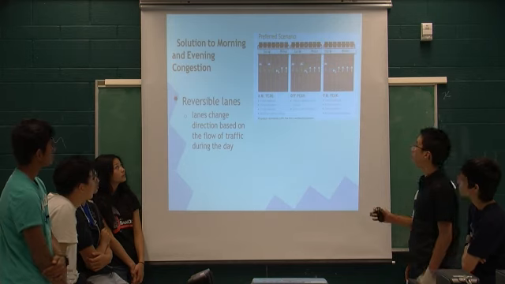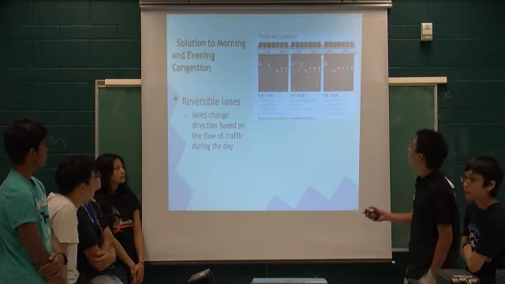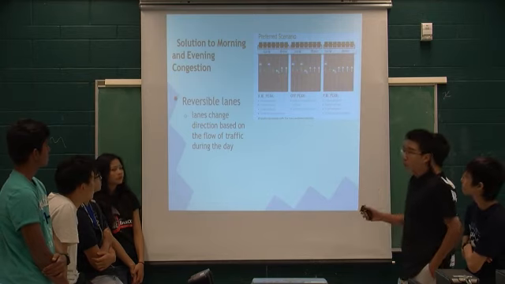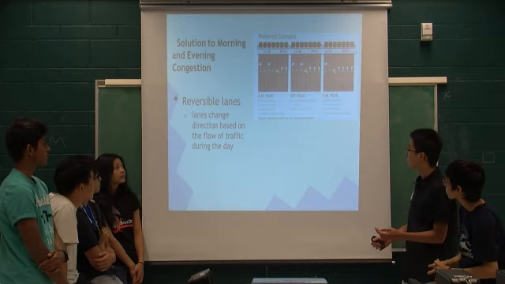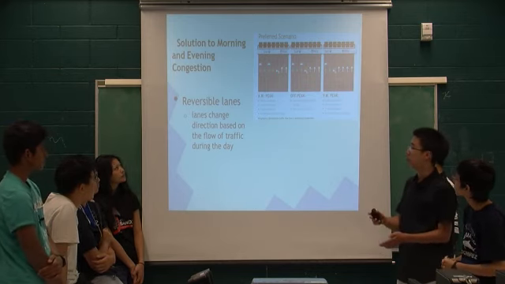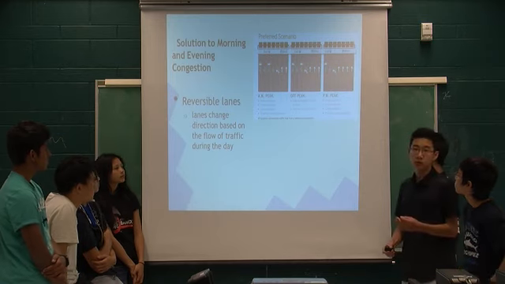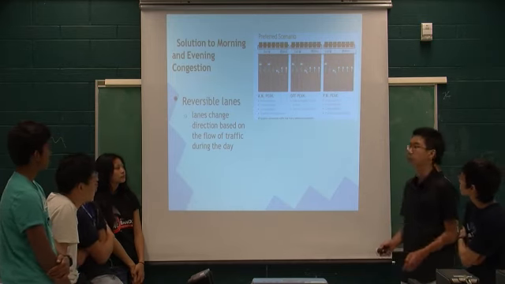So our solution to this is to have reversible lanes. Where, given 8 lanes, in the morning 6 lanes will be going southbound, and in the evening 6 lanes will be going northbound. This ensures the maximum usage of our resources, and it improves the flow of traffic throughout the entire day.